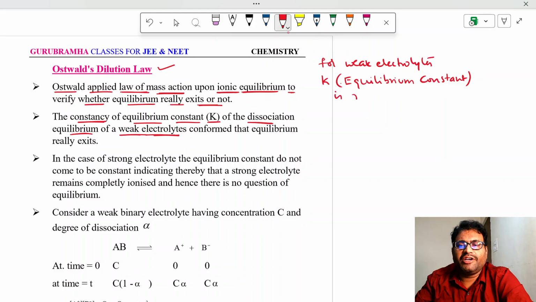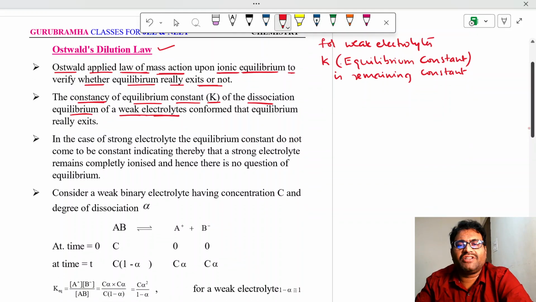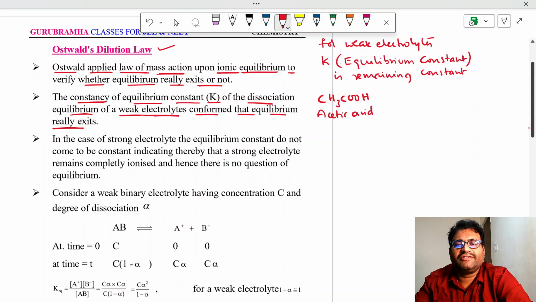Is remaining constant. Okay. From that he found, observed, and confirmed that equilibrium really exists. And for weak electrolytes especially, for example, let us take the weak electrolyte CH3COOH. What is this? This is called acetic acid, a weak electrolyte.